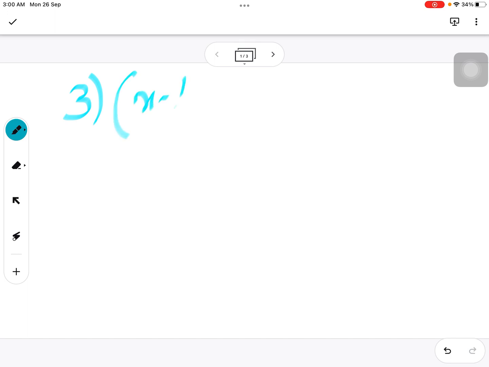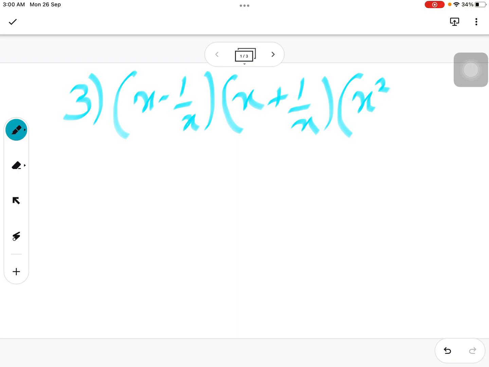x minus 1 by x, x plus 1 by x, x square plus 1 by x square, x to the power 4 plus 1 by x to the power 4. As you can see, the complexity level is increasing. They are adding more and more concepts. Now here we have not only this repetitive formula, but also a fraction is involved, but the pattern is very simple. Same pattern like the previous one. You just have to solve it carefully and you will get the answer correct. It's not that difficult.